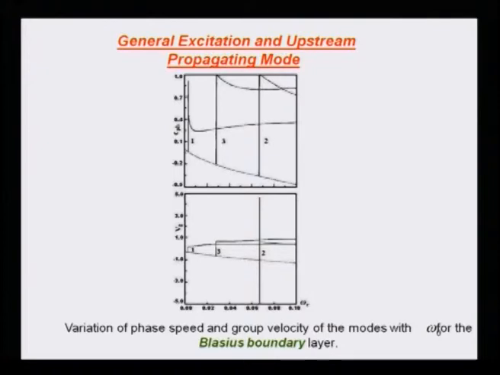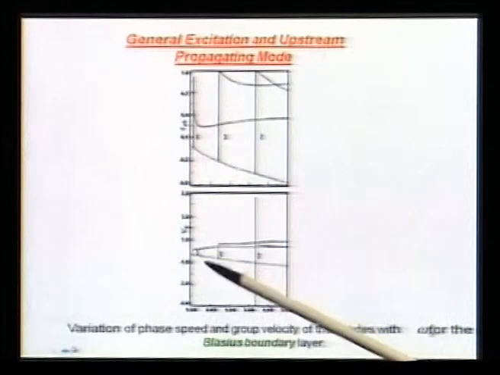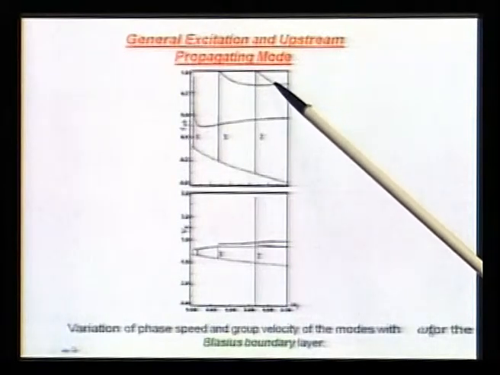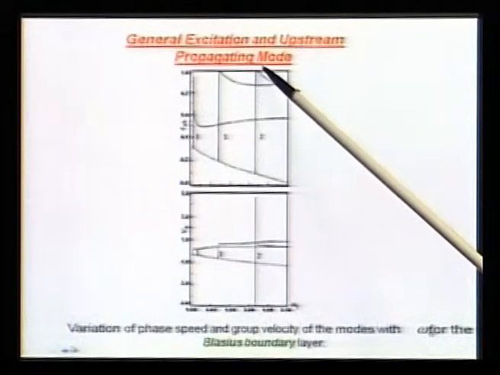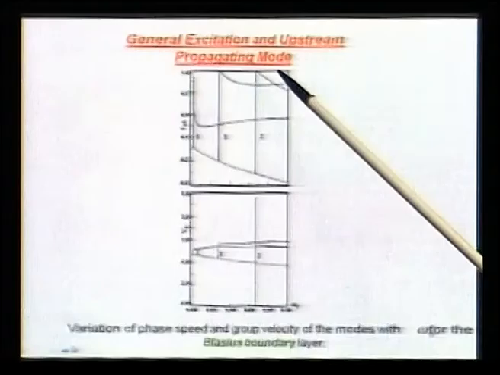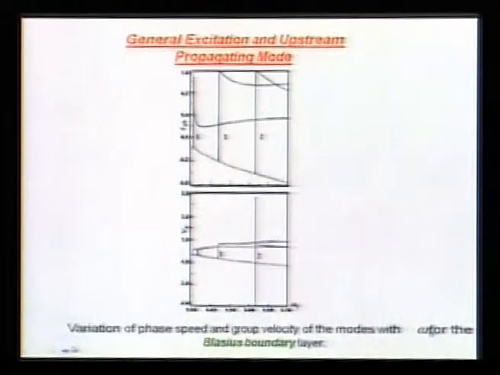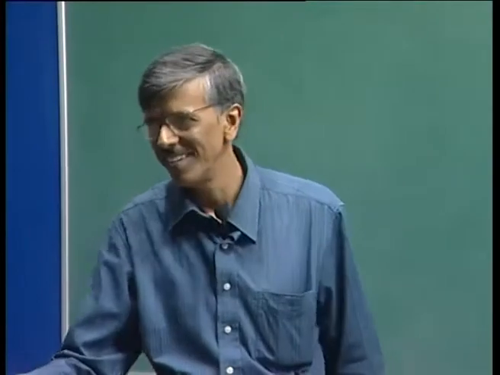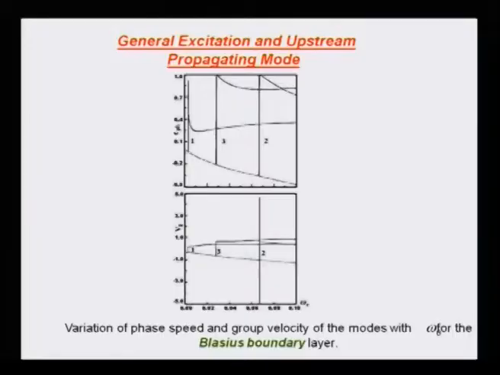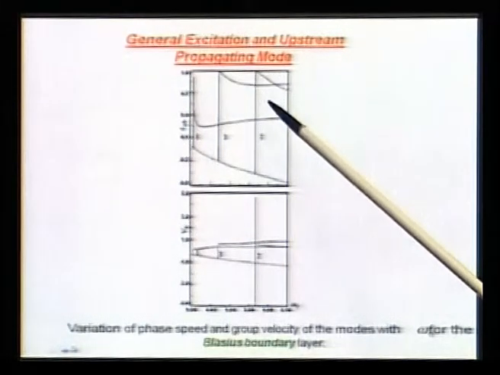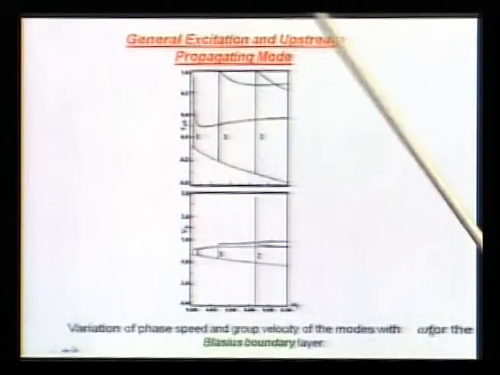modes. For example, if you plot the phase speed and the group velocity versus omega, this is how it looks. So this second mode actually goes there, and you see before it disappears, it takes a value of 1. What does it mean? The phase speed is equal to u infinity. So this is a very interesting observation. Then you notice that before disappearing, all the modes actually take a value of 1.